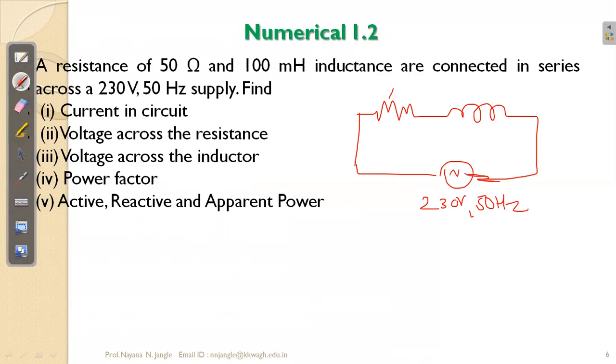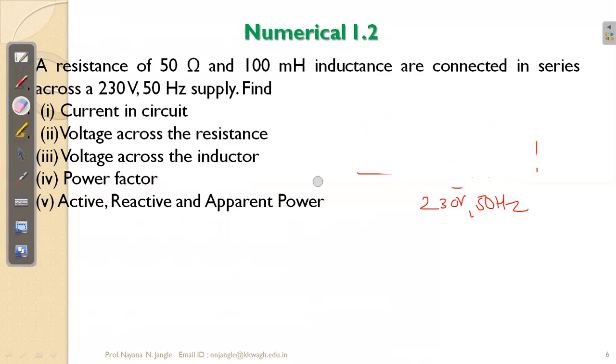So this is your resistance, it is given by 50 ohm, and the inductance is given by 100 millihenry. What we have to find out here is the current in the circuit, voltage across the resistance VR, voltage across the inductance VL, power factor, and active, reactive and apparent power. So what is the given data?